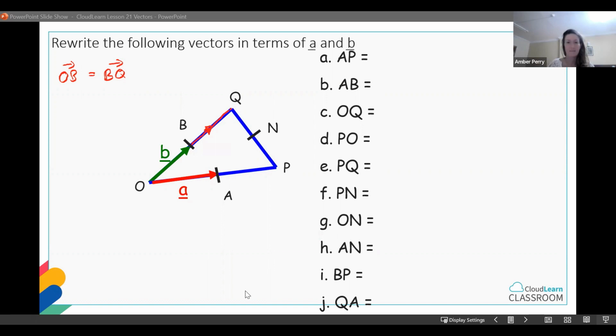Just B, yeah, okay. So really good guess. It's exactly the same as this vector. It's like if you imagine picking this green arrow up and fitting it on top of this line from B to Q, it would fit exactly. You wouldn't need to turn it or move it or do anything with it. It would just fit on there. So that means the vector is exactly the same.